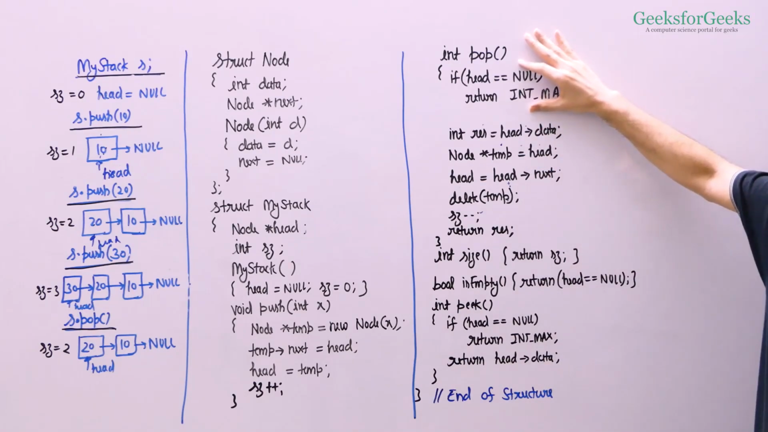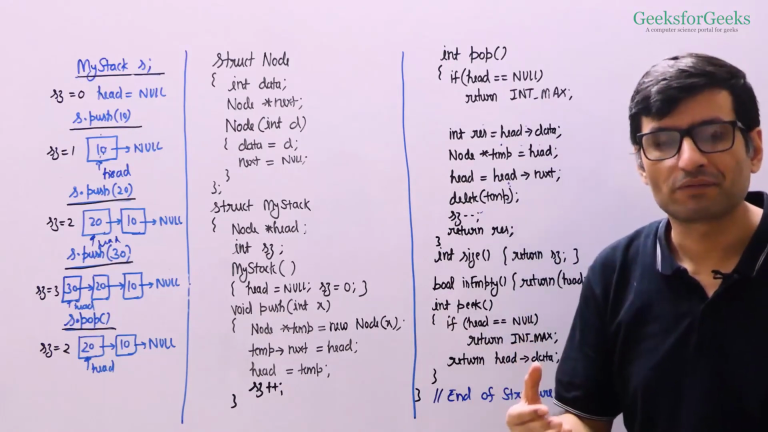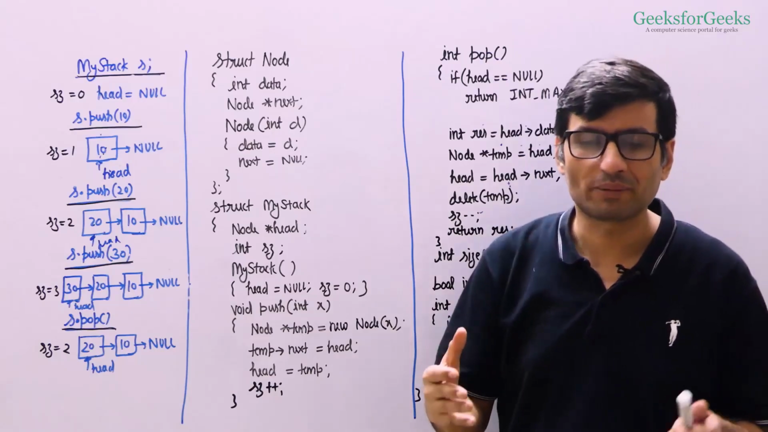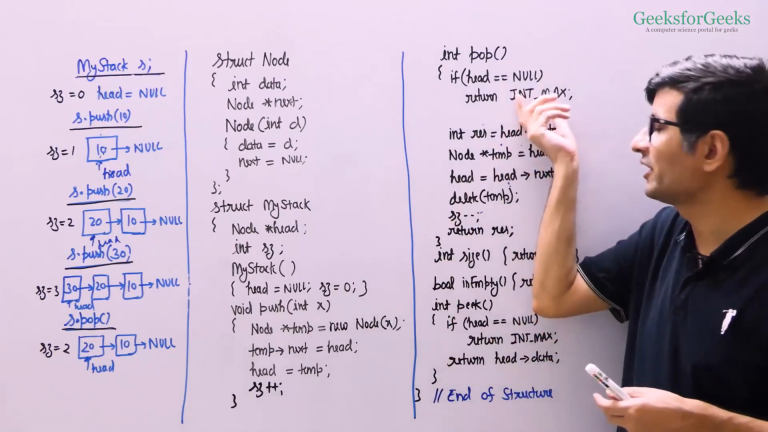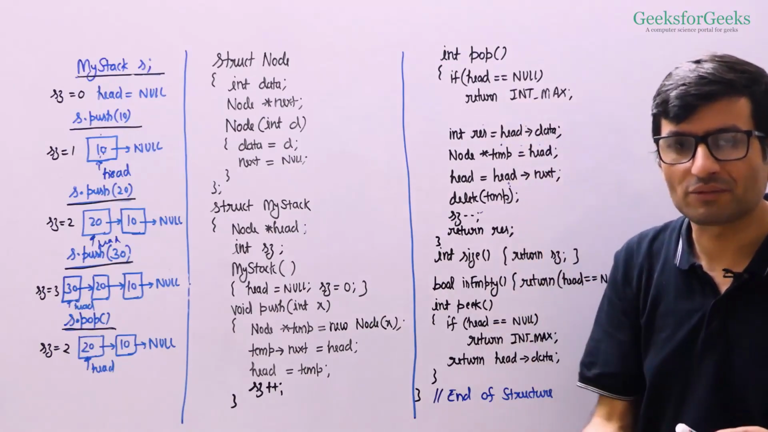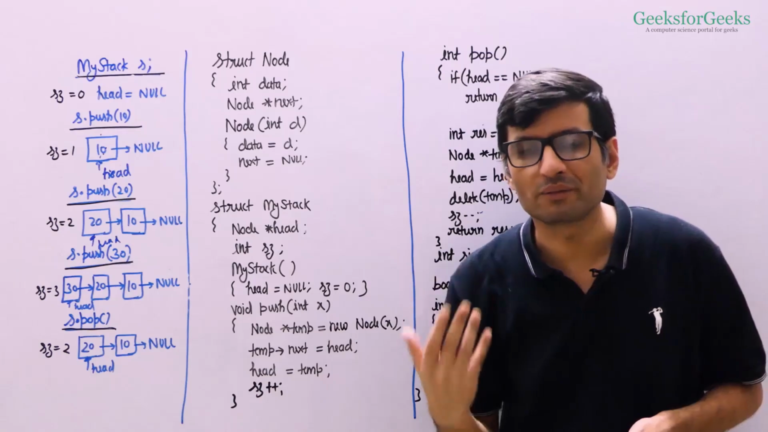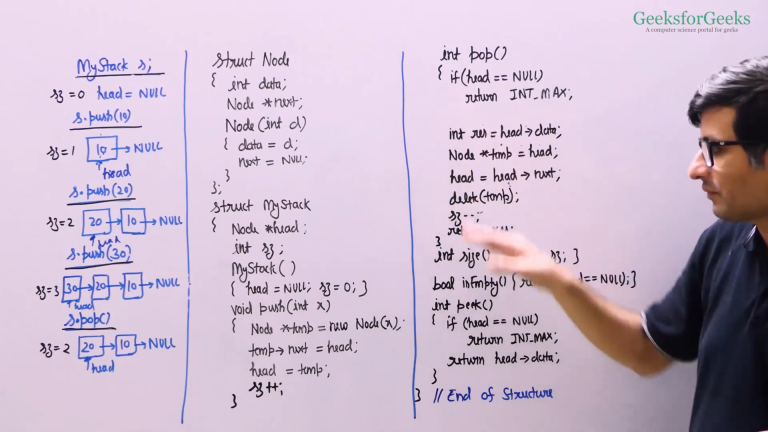See, this is a corner case in the pop function. It's underflow condition. If the linked list is empty and you're calling the pop function, then you should specify that something went wrong. So to specify that, I've returned integer max. So user can check for this condition. If the returned value is int max, then I have called pop on an empty stack. You could print an error message also inside this if condition.